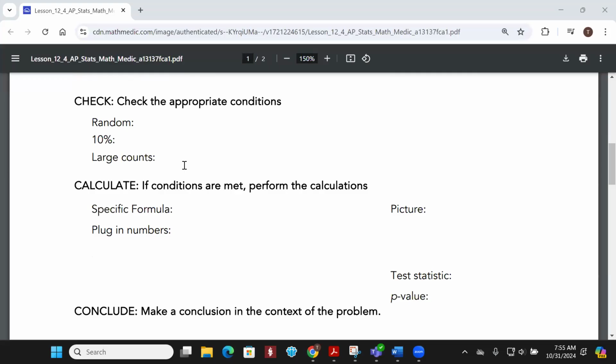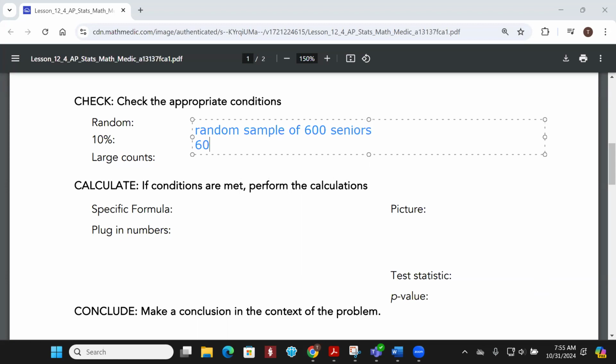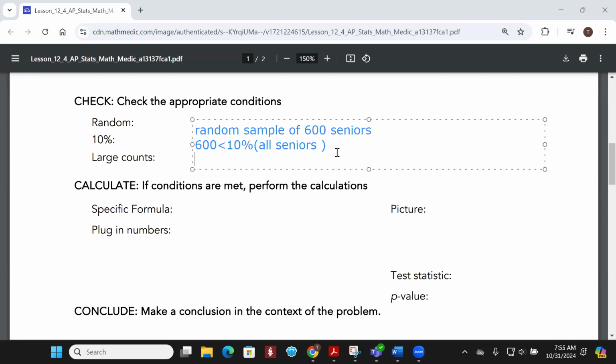All right, text box part 2. Right next to it. For random, we had a random sample of 600 seniors. For the 10% rule, we had 600 is less than or equal to 10% of all seniors. And large counts, all expected counts are greater than 5.